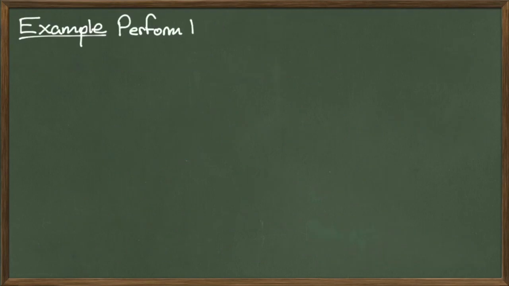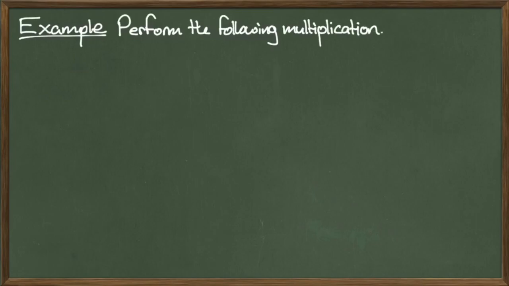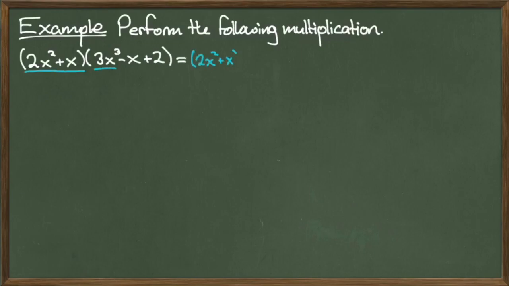In this example, we're going to multiply the polynomials 2x squared plus x and 3x cubed minus x plus 2. We'll distribute the smaller quantity, 2x squared plus x, across the larger one. So we do it term by term. 2x squared plus x times 3x cubed looks like the quantity 2x squared plus x times 3x cubed.